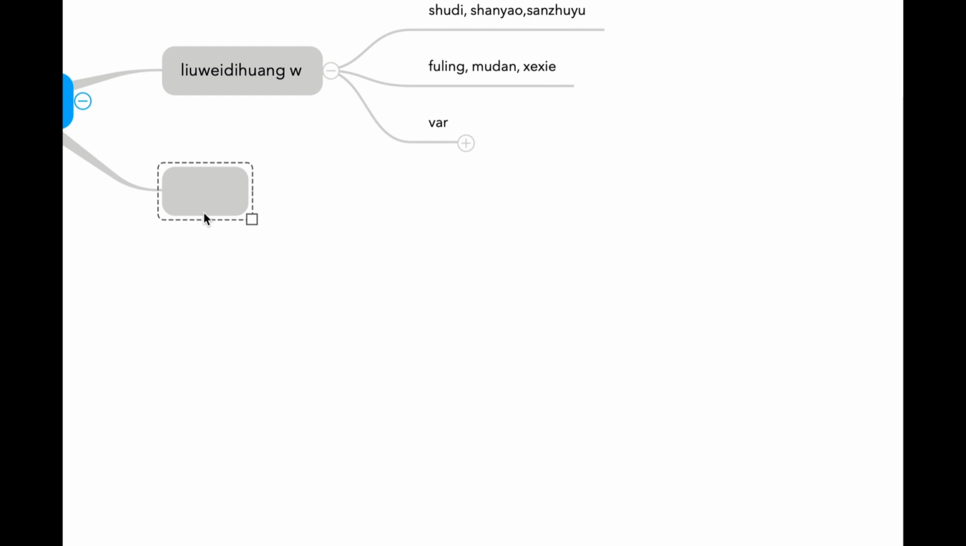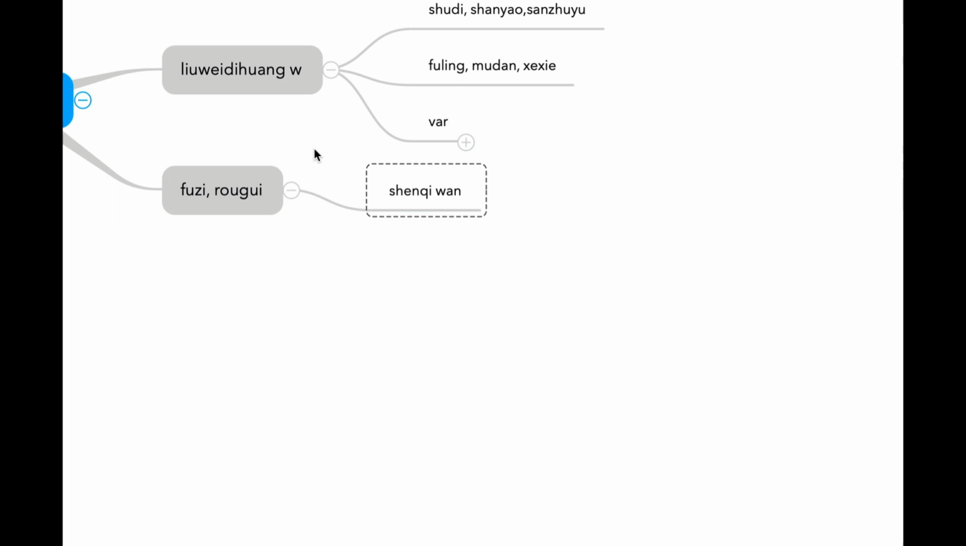If you add Fuzi and Rougui, that is Shenqi Wan. Right? This is Shenqi Wan. And if you remove all these three, let's talk about one first. If you remove all these three and add gouqizi. How do I express this?